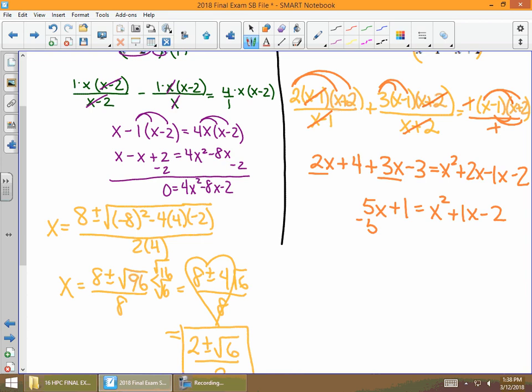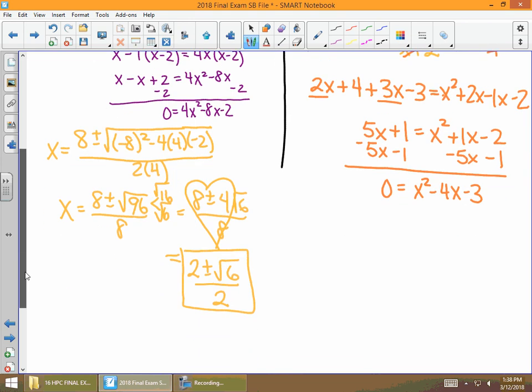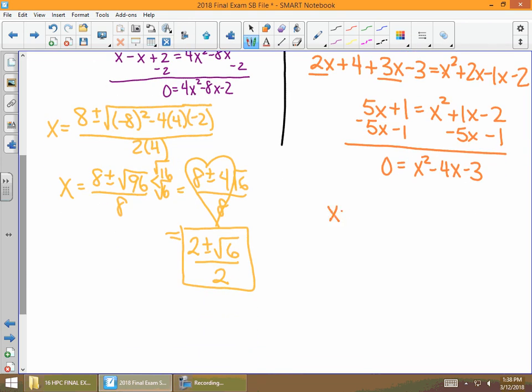And now I'm going to move that 5x and that positive 1 over by switching their sign. x squared minus 4x minus 3. Again, this one is not factorable, so I'm going to go ahead and use the quadratic formula like I did on the last problem. Opposite of b, plus minus, square root b squared minus 4ac all over 2a. Pause the video, put it in your calculator, make it happen.